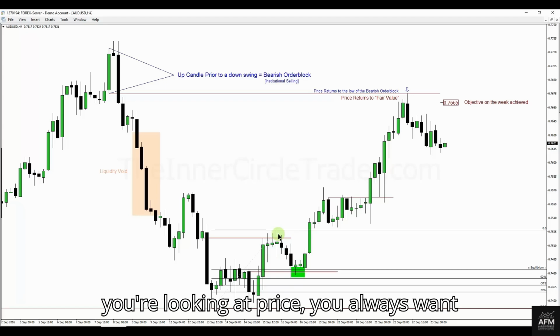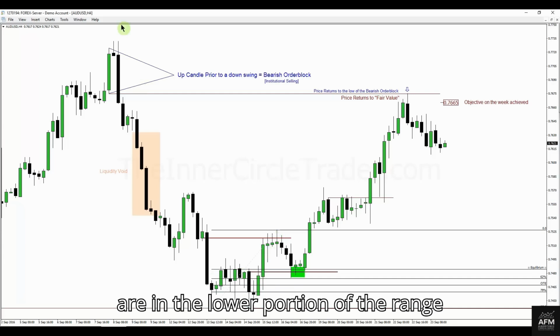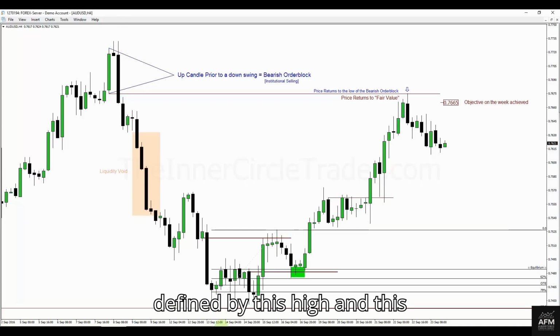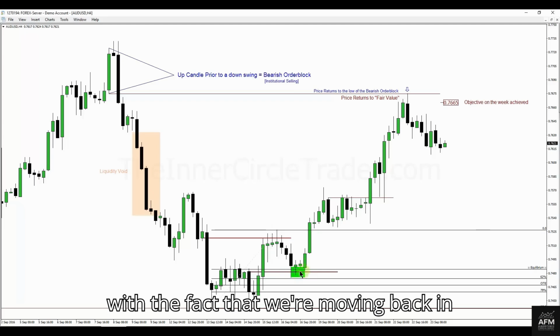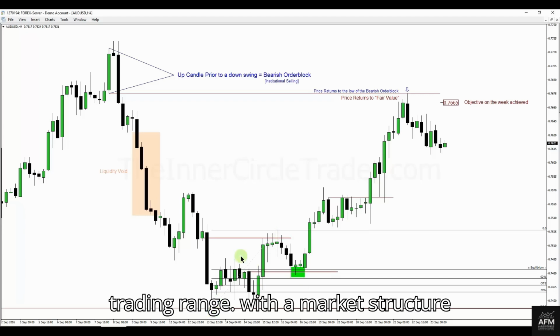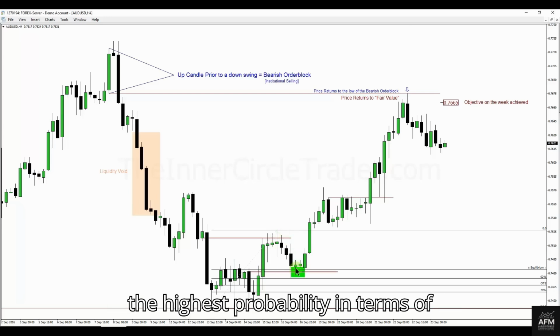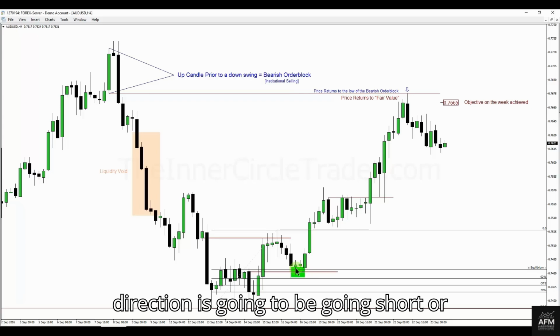As you're looking at price, you always want to get a feel for where you're at in regards to the most current trading range. Also notice that we are in the lower portion of the range defined by this high and this low. So we're in a real low area where it would be deemed oversold. So we have a range concept blending with the fact that we're moving back into the middle of a smaller consolidated trading range, with a market structure break of a recent high in here. It broke that high, and it came back to equilibrium. So the highest probability in terms of direction is going to be going short or going long.